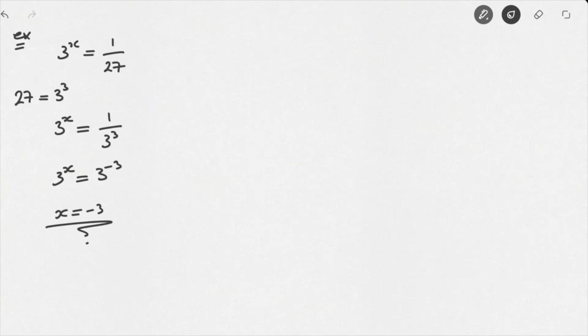Let's look at one more example. Let's say we're asked to solve 2 to the power of x is equal to 1 over 16. Well, again, in this case, the trick is to see whether or not we can write 16 as a power of 2. Well, we know that 16 is equal to 2 to the power of 4.